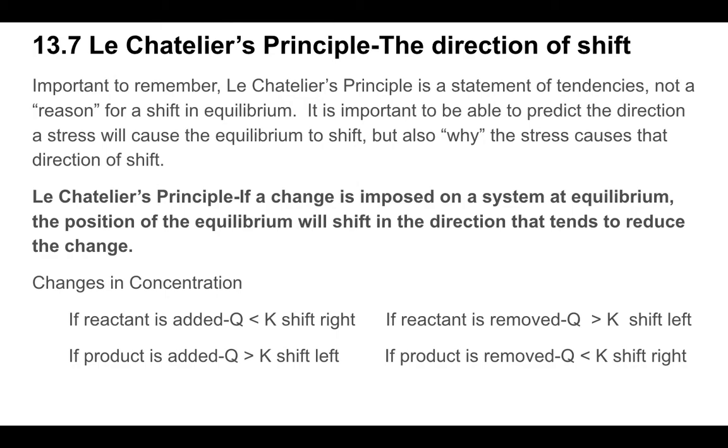If product is added, you are increasing the numerator. Q is greater than K, you need to shift left. If product is removed, you need to shift to the right. You can also do a kinetics explanation as well.